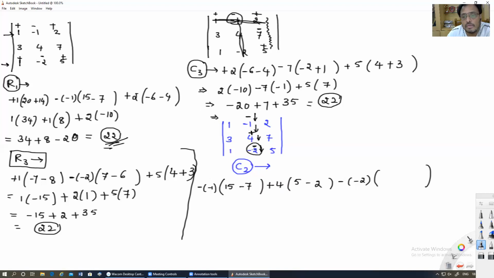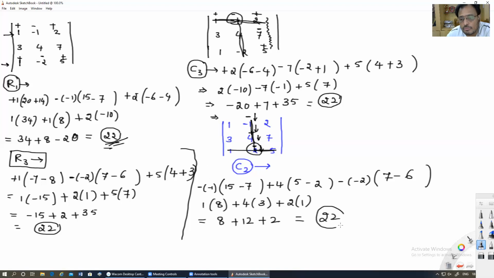element is minus 2. At minus 2, horizontal and vertical get cancelled. That is 7, cross multiplication remaining, 7 minus 6. And 1 into 15 minus 7, 8. Plus 4 into 5 minus 2 is 3. Plus 2 into 7 minus 6 is 1. That is equal to 8 plus 12 plus 2. 12 plus 8, 20 plus 2, that is equal to 22.